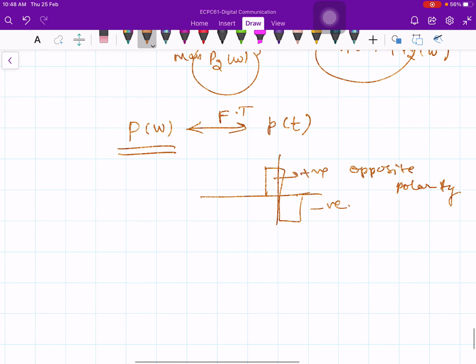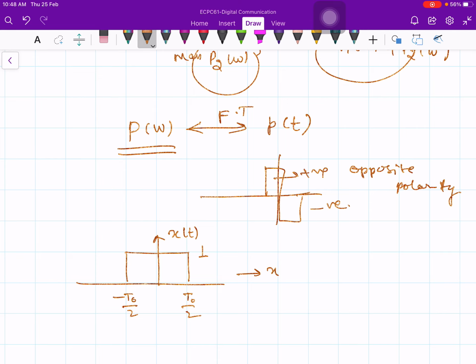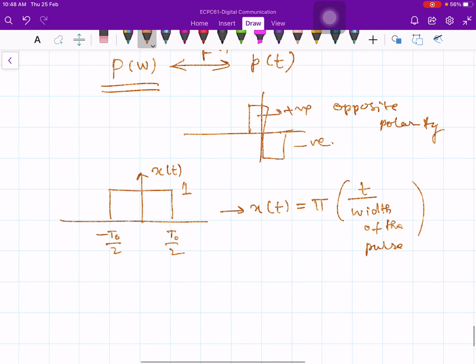Now, recall from your elementary signals and systems knowledge, if you have a pulse like this, from minus T naught by 2 to plus T naught by 2, let us say x of t, how do you represent this? Let us say this amplitude is 1, then x of t is denoted mathematically as Pi of t divided by the width of the pulse. What is the width of the pulse? T naught.